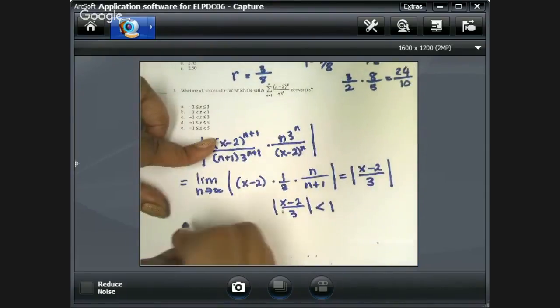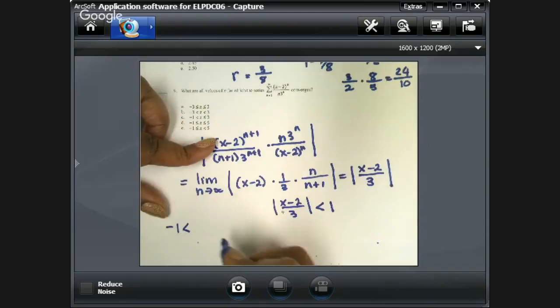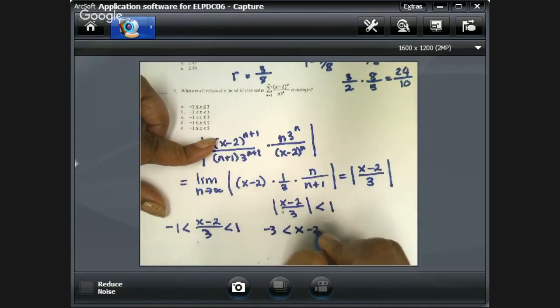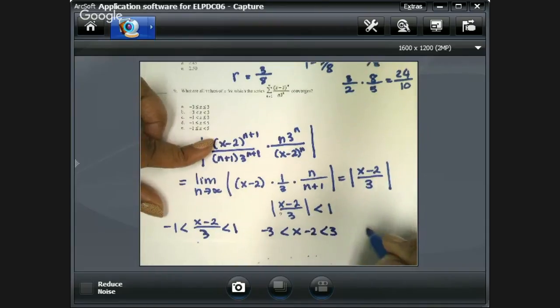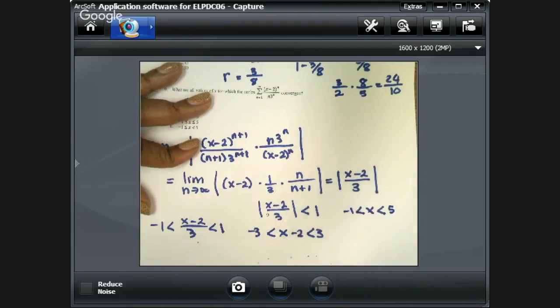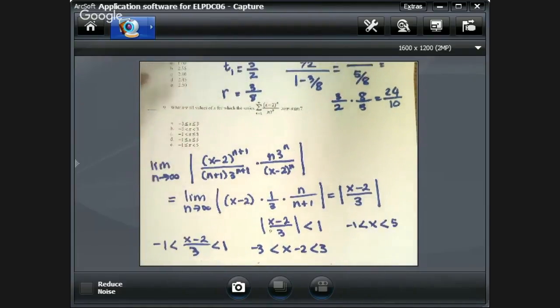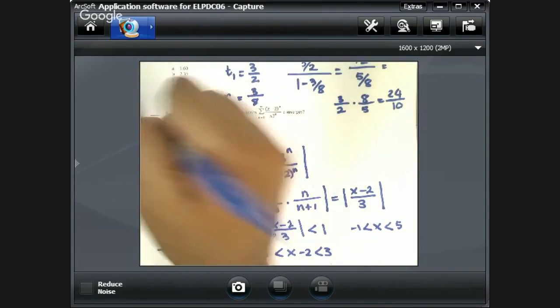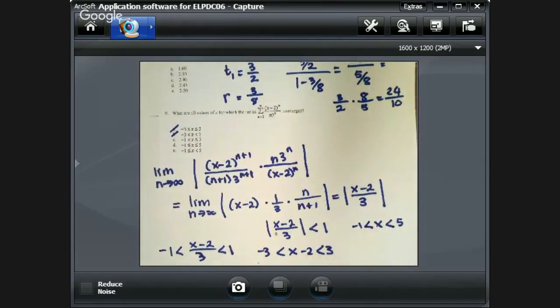Which means that -1 and 1 must surround x minus 2 over 3. Multiplying by 3, and adding 2, I end up with the series from -1 to 5. So I can immediately, without doing anything else, eliminate these two. But like I said, that doesn't tell me anything about what happens at the endpoints.